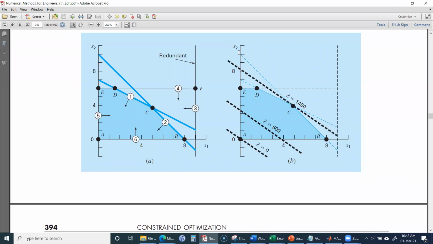But if the slope of the objective function is different, then the solution can be different as well. For example, for some shapes we can get the solution at point D, and for some cases we can get the solution at point B or E, depending on the slope of this line.